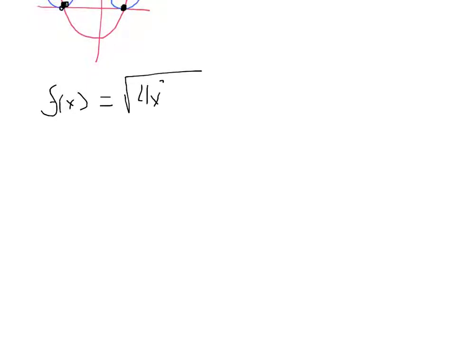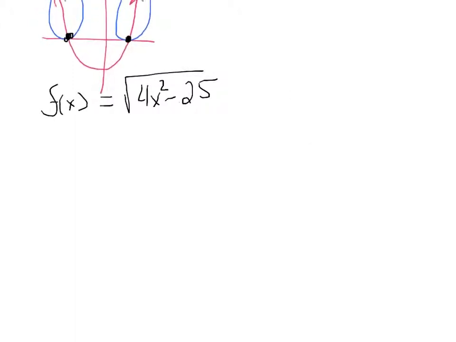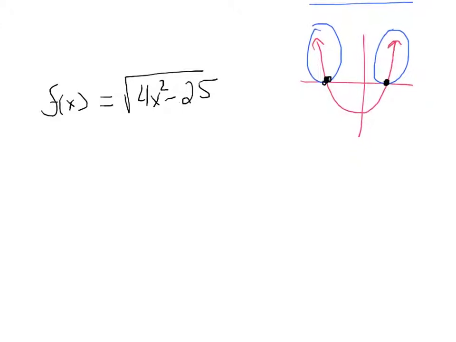So I'm going to go ahead and rewrite our equation. So I have f of x is equal to the square root of 4x squared minus 25. Oops, let me go ahead and erase that real quick. And I want to get this graph back over here. So there's that graph. And I'm going to set 4x squared minus 25 equal to 0. And I'm going to solve.